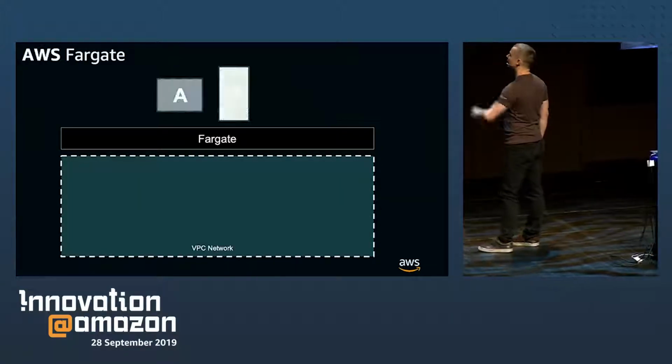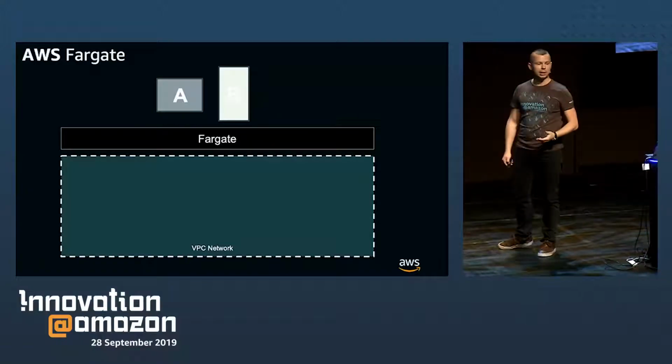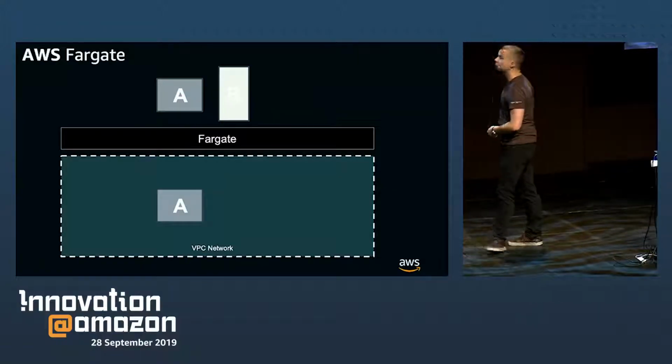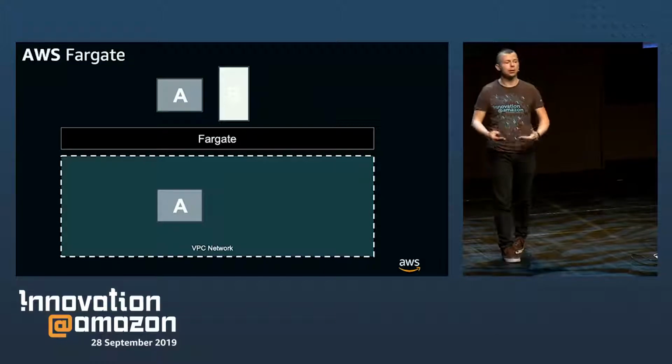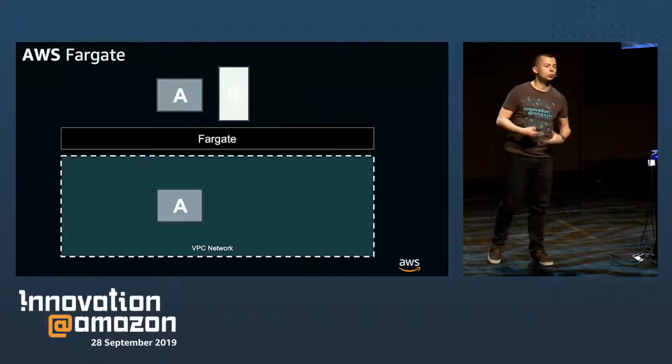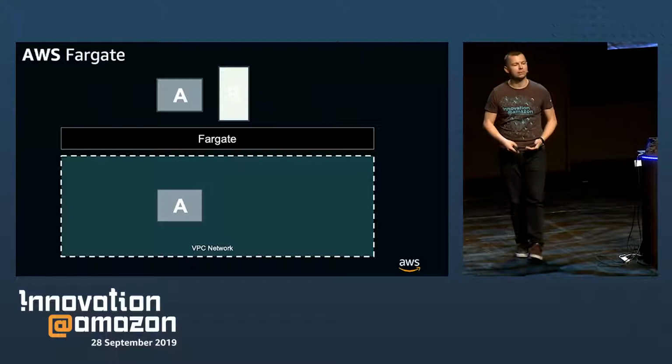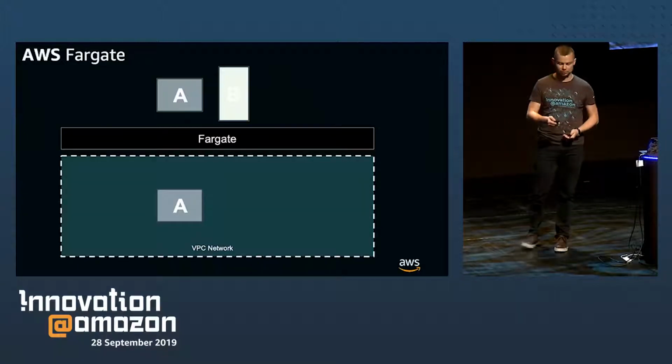So we are saying, here are my containers, deploy them somewhere, and what Fargate will do is deploy them on something, but we won't have access to the server. We don't care about the server.